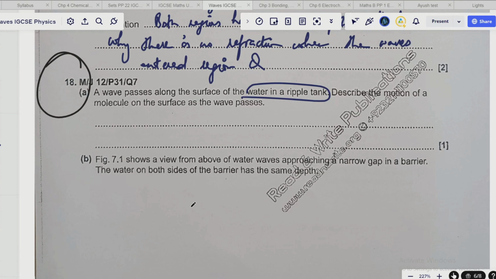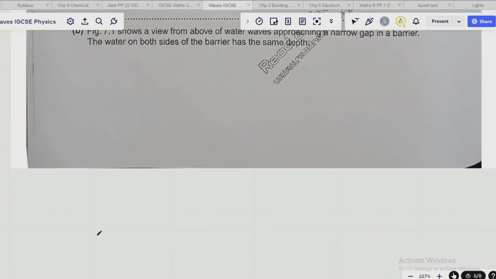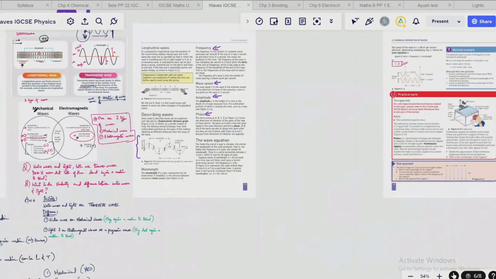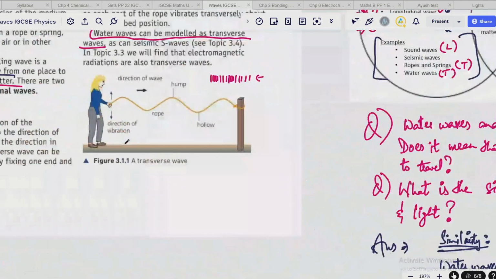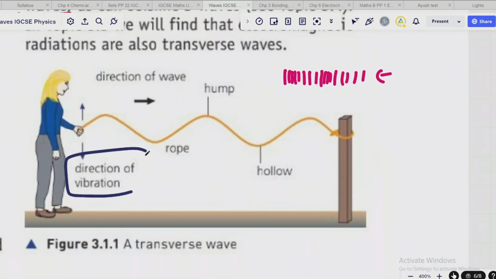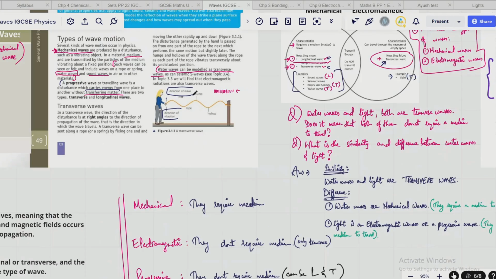First tell me, this is the ripple tank. I told you about the ripple tank, that it creates ripples. So water waves. The ripple tank will create water waves, right? So what are water waves? Are water waves transverse waves or longitudinal waves? Water waves are transverse waves because they create crests and troughs, which means that the direction of vibration is perpendicular to the direction of the wave. Okay?